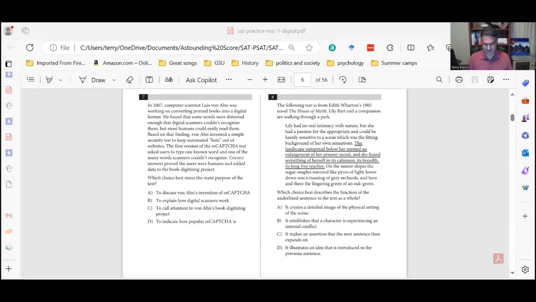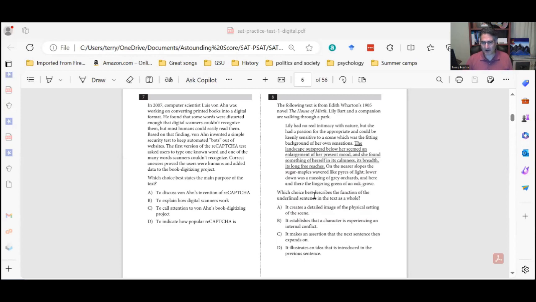So let's take a look at some awesome questions here. Again, we're looking at linear test one from the College Board website, specifically questions 8 and 9 from module 1. These are craft and structure questions. Specifically, the skill is text, structure, and purpose. So we look at purpose. Really, the SAT kind of confuses purpose with function for this, but that's okay.